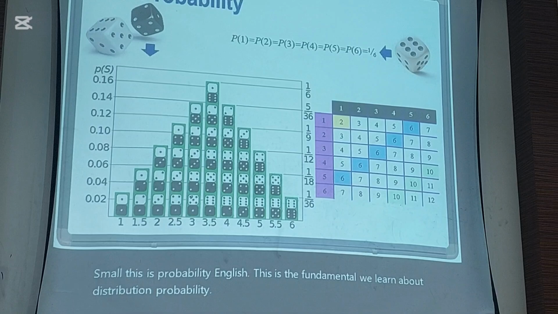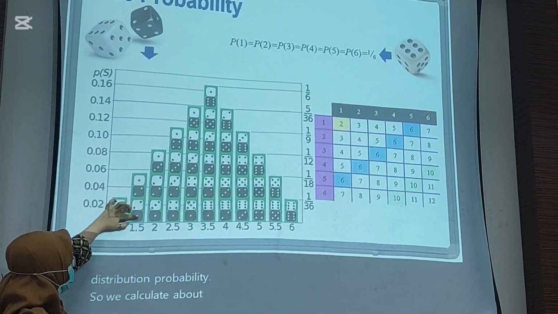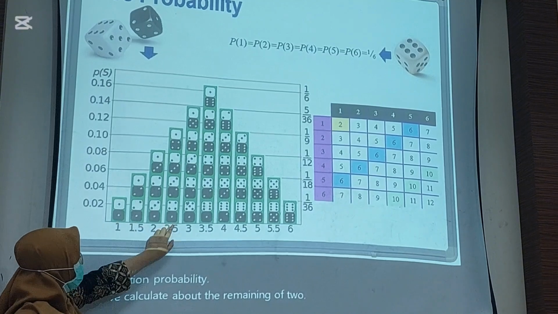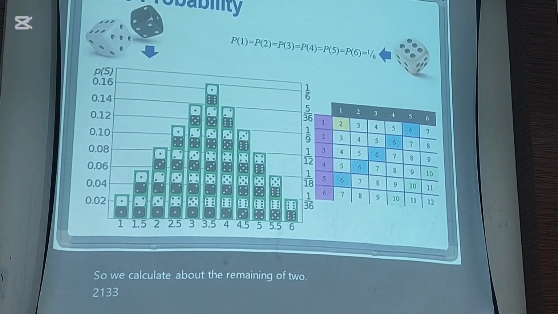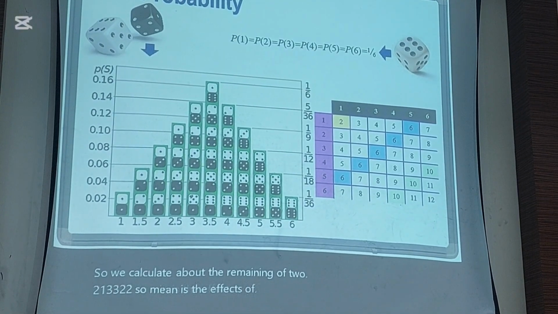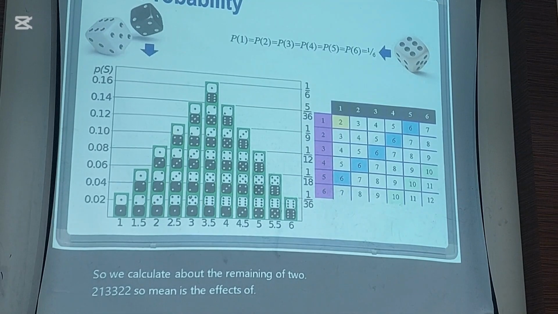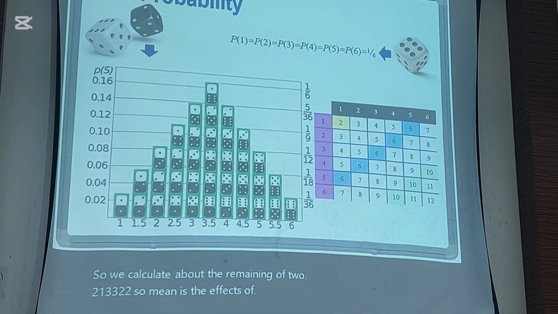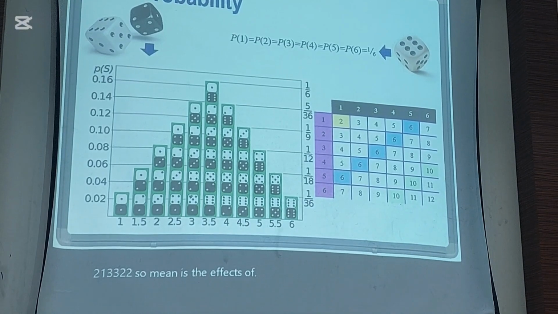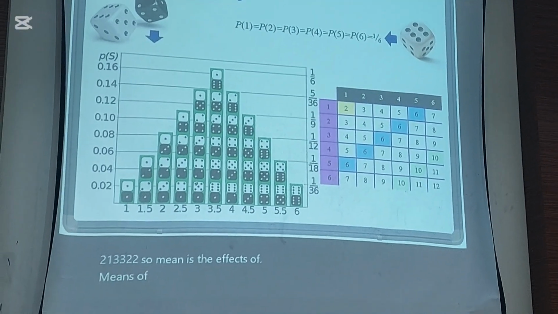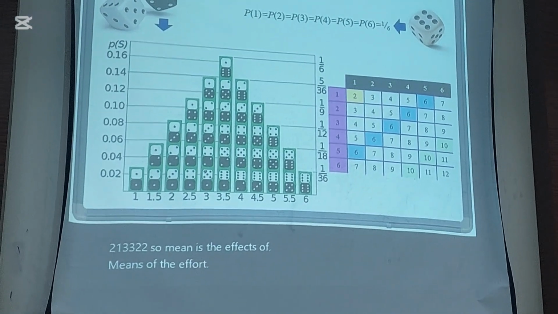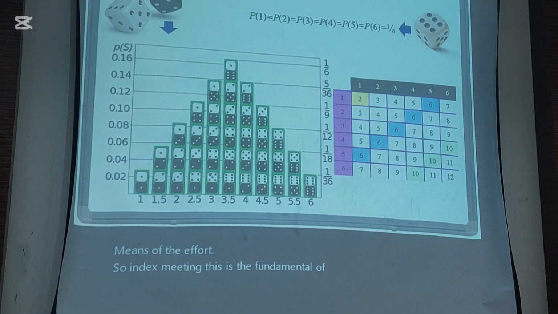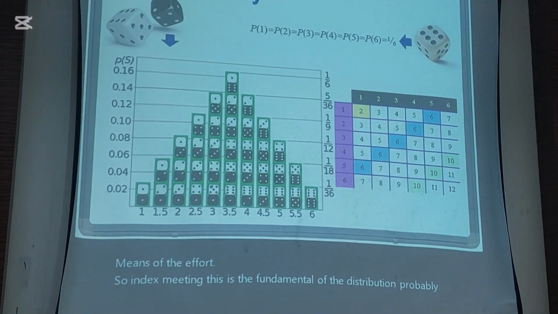So we calculate the mean of the outcome. So 2, 1, 3, 3, 2. So the mean is the average. So in the next meeting, this is the fundamental of the probability distribution.